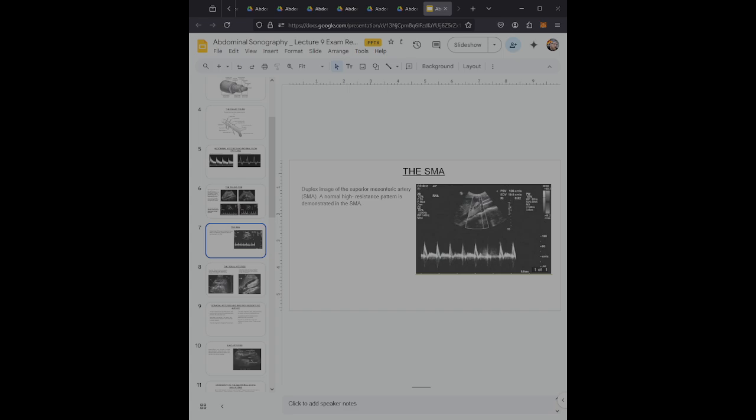30 to 90 minutes postprandial, the superior mesenteric artery will yield a low resistance waveform, and this can aid in the diagnosis of small bowel ischemia. In a fasting patient, the SMA will exhibit high resistance flow. Although 30 to 90 minutes postprandial, it will return to low resistance. So you can see a high resistance waveform here. Normal high resistance pattern is demonstrated, so we can assume this is a patient who is fasting.